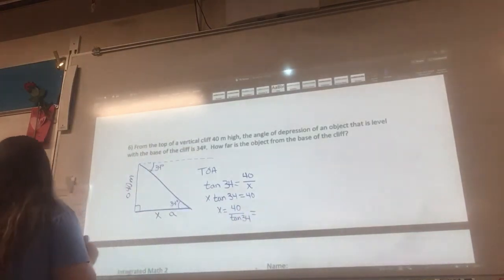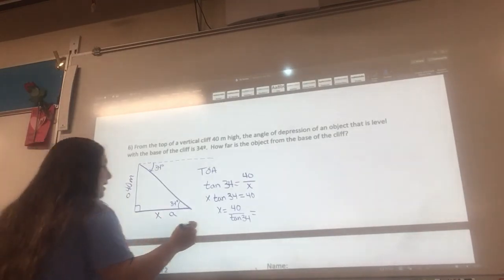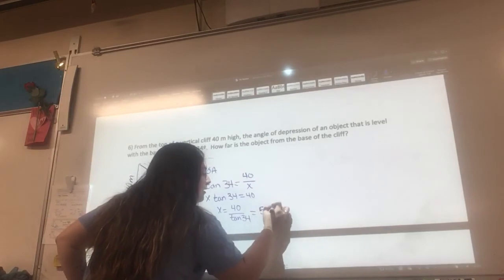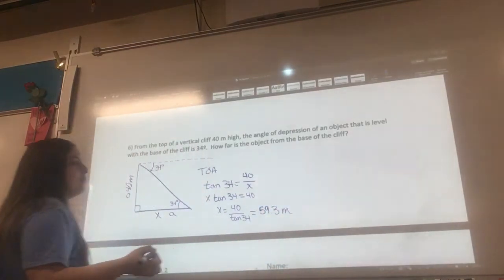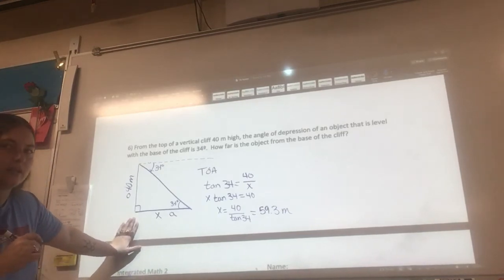Again, I talked about that at the beginning of this video. Make sure you're plugging that in correctly. When you plug it in, you're going to see that it is 59.3 meters. So our object is 59.3 meters away from the base of the cliff.